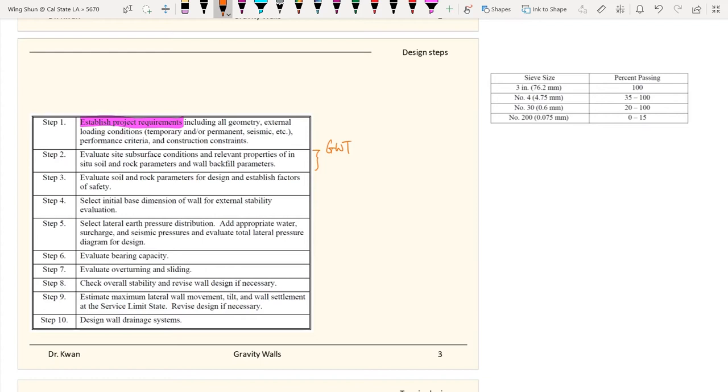So that's why at step number 10, at the end of the design procedure, you need to think of the drainage conditions for the retaining wall. Again, you want to know, throughout a year or throughout the lifespan of the retaining wall, what kind of design criteria you are designing for. Maybe this is a near shore retaining wall, and the criteria is designed for 25 year storm events, so you need to prepare for that.